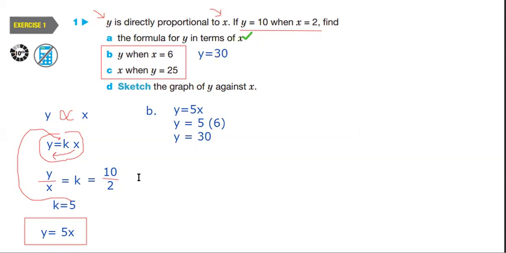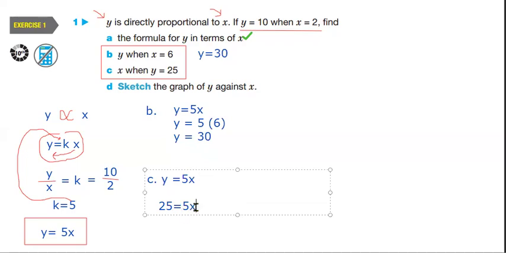Now for question C, same idea. I'm going to use the same formula, which is y equals 5x that we found over here. Now in question C, they want us to find x when y is 25. This means that we know the y now. So instead of the y, I'll put 25 like this. And the 25 will equal 5x like this.